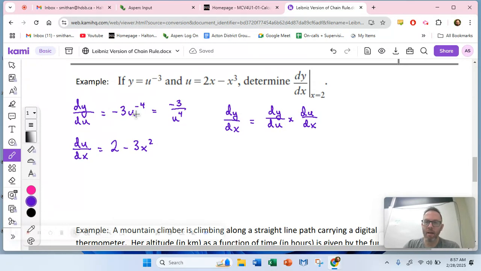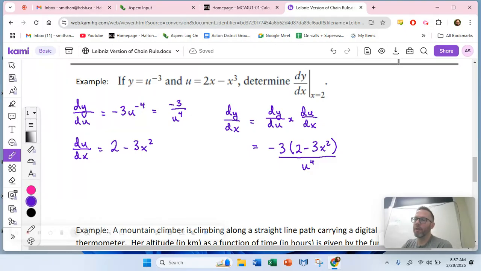All right, and if you guys are okay, I'm just going to just do the multiplication. So we're going to have minus 3 times 2 minus 3x squared. And on the bottom, we're going to have a u to the power of 4. That's just what I get when I multiply those two derivatives together.